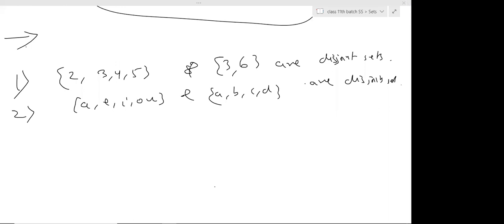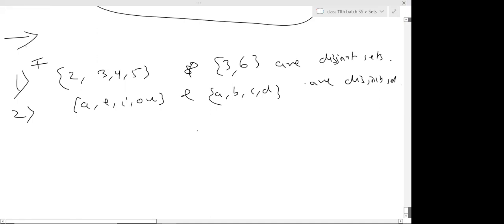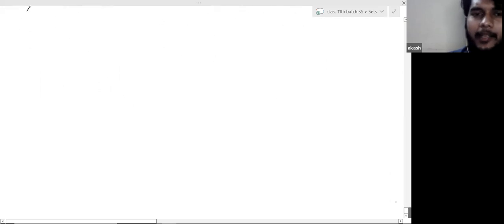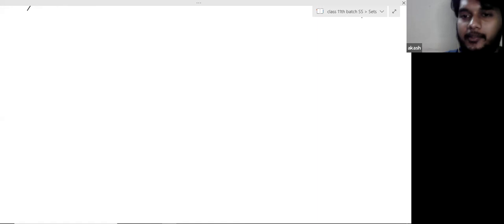No, sir, first one is false. 3 is common. Right. Sir, and second one is also false. Right, because A is also there. So both the statements are false. All right. So it's very easy. In fact, whatever we have studied till now is very easy, right? And there is nothing to be confused about if you remember these things, if you keep revising. Otherwise, you will face a lot of troubles.